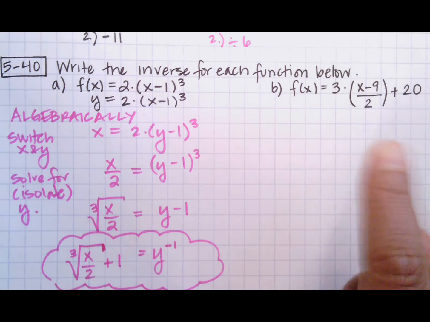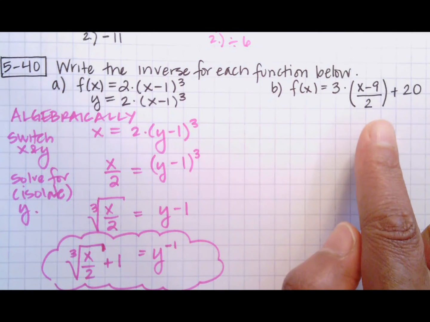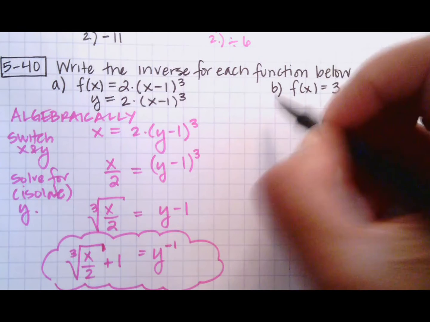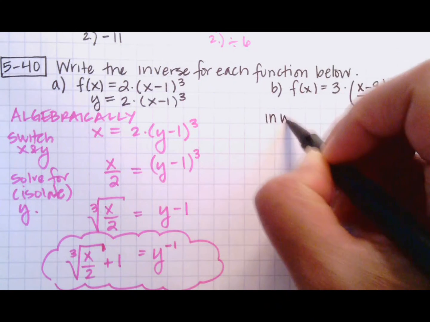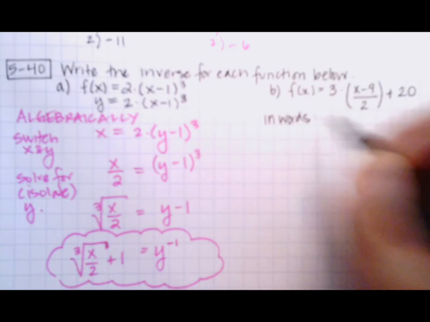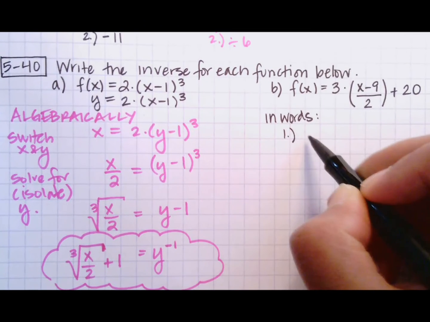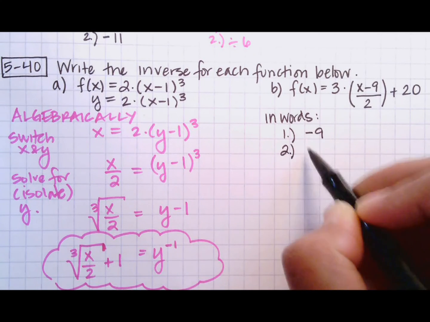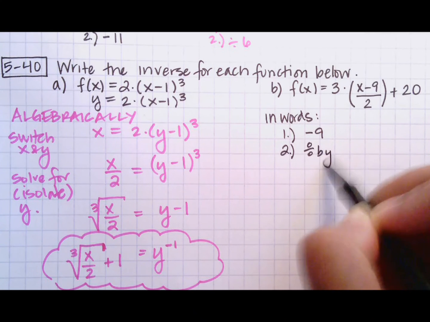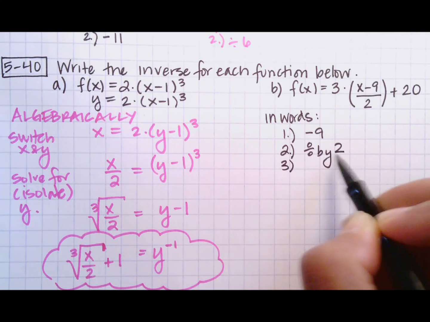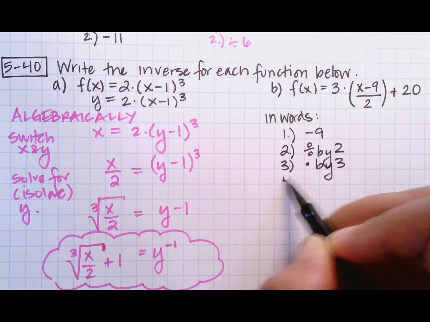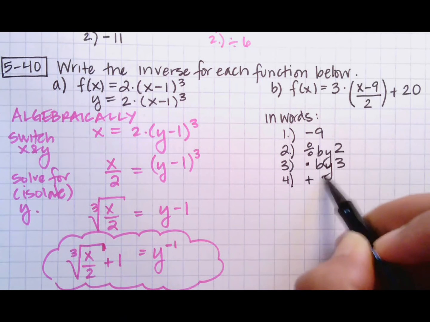In words, this seems like there's an awful lot of things that happen, but I'm going to go ahead and try it out. So if I talk about the original one in words, what happens to x is quite cumbersome. The first thing that happens to x is you take away 9. The second thing is you divide by 2. The third thing that happens to the input is you multiply by 3. And the fourth thing you do is add 20.